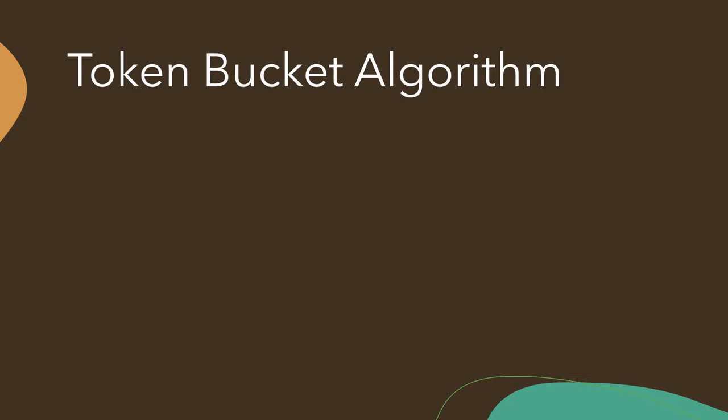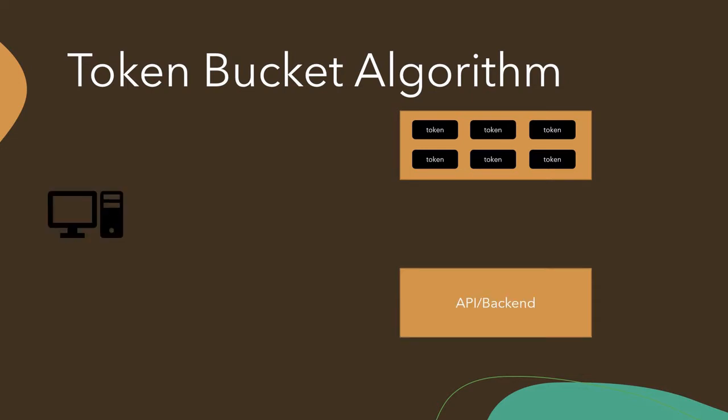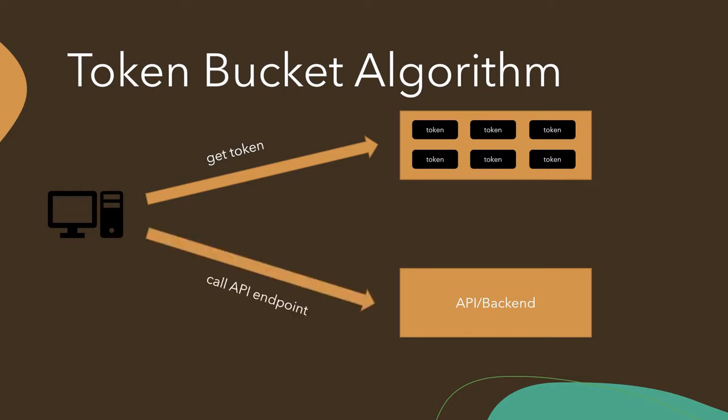Now let me explain the token bucket algorithm, because Bucket4j is based on it. Let's suppose we have a bucket where 6 tokens are there, and we have an application with some exposed API, and a client is trying to access the API. Now let's see what happens. First, the client will try to get a token. If there are enough tokens, the client can call the API and we can see this token will be removed.